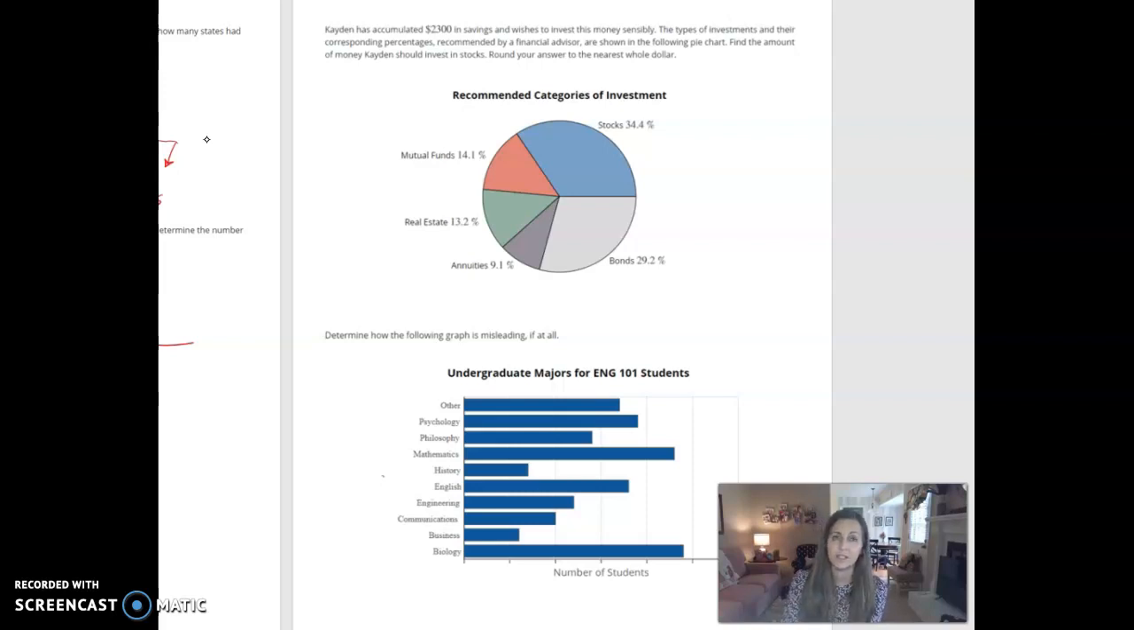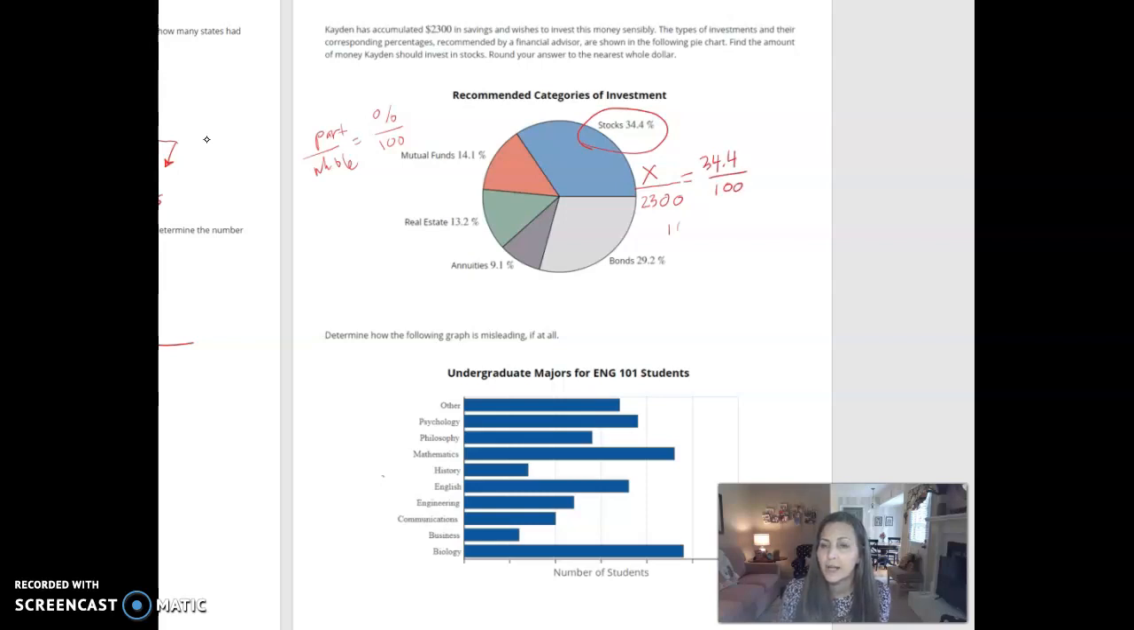Okay, again, this goes back to what we studied a few weeks ago about percentages. So find the amount of money Caden should invest in stocks. Here's stocks right here. He should put 34.4% in stocks. I'm going to use the same formula that I used on number 1. Part over whole equals percent over 100. Now we're trying to figure out what part of 2,300. 2,300 is the whole amount that Caden has to invest. We don't know what the part is, so we put an X. Our percent is 34, and percentage always goes over 100.